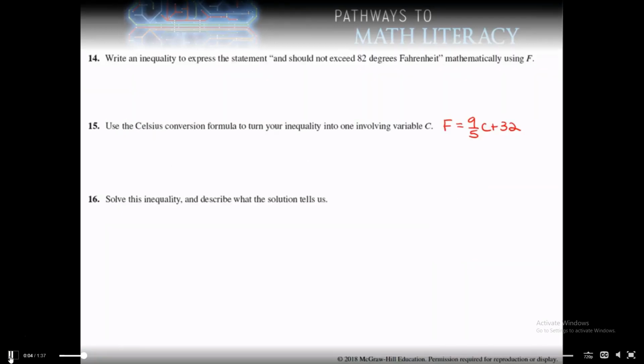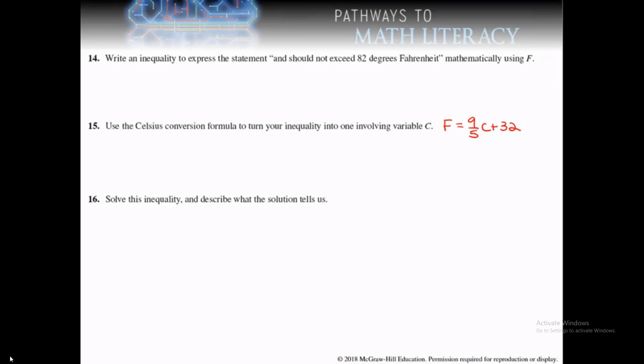We're still talking about the temperatures for the server room, and in 14 we're going to look at the second half of that requirement. Write an inequality to express the statement that the temperature should not exceed 82 degrees Fahrenheit. So F should not exceed, which means it can't go over, but it can be less than or equal to 82. In 15, we're going to use our conversion formula. We know that F equals 9/5 c plus 32. So we can plug 9/5 c plus 32 in for the F. That's going to give us 9/5 c plus 32 less than or equal to 82.